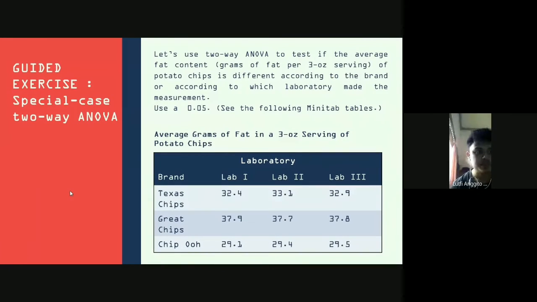Guided exercise, special case two-way ANOVA. Let's use two-way ANOVA to test if the average fat content, grams of fat per 3 ounce serving of potato chips, is different according to the brand or according to which laboratory made the measurement. Use alpha equals 0.05.